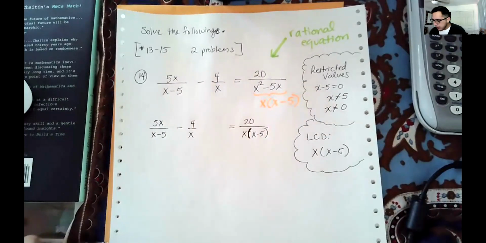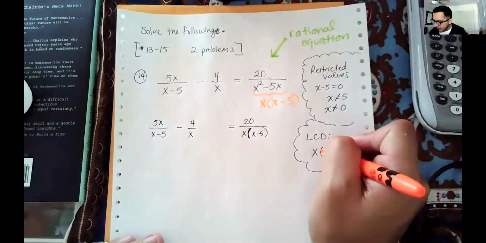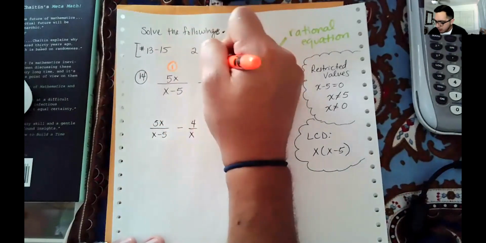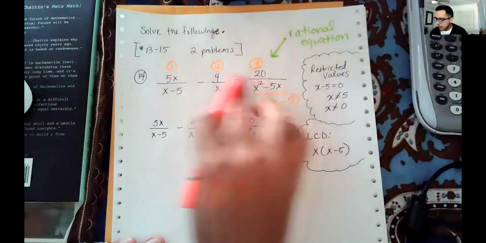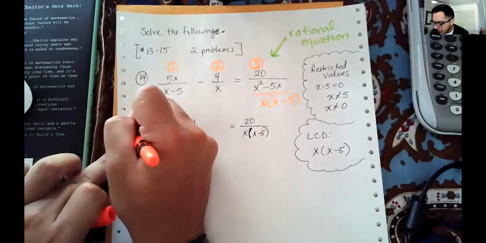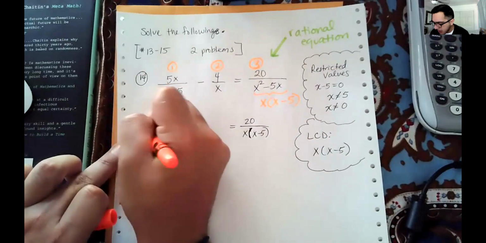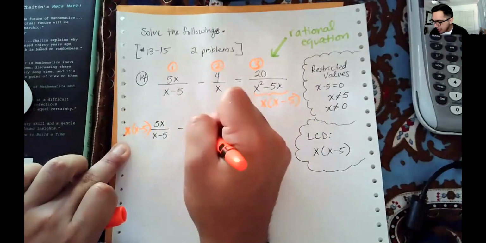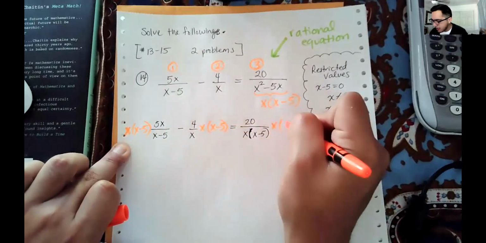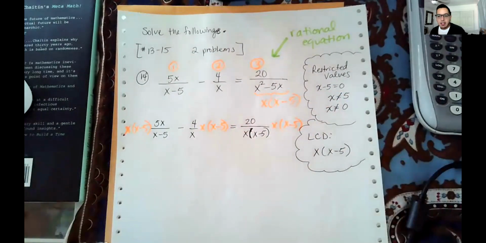Okay. But I'm going to write this LCD next to each of my terms. So I have one term here, one term here, and one term here. So I'm going to write this LCD 3 times. So I'll put x times x minus 5 here, x times x minus 5 here, and x times x minus 5 here. A lot of writing.